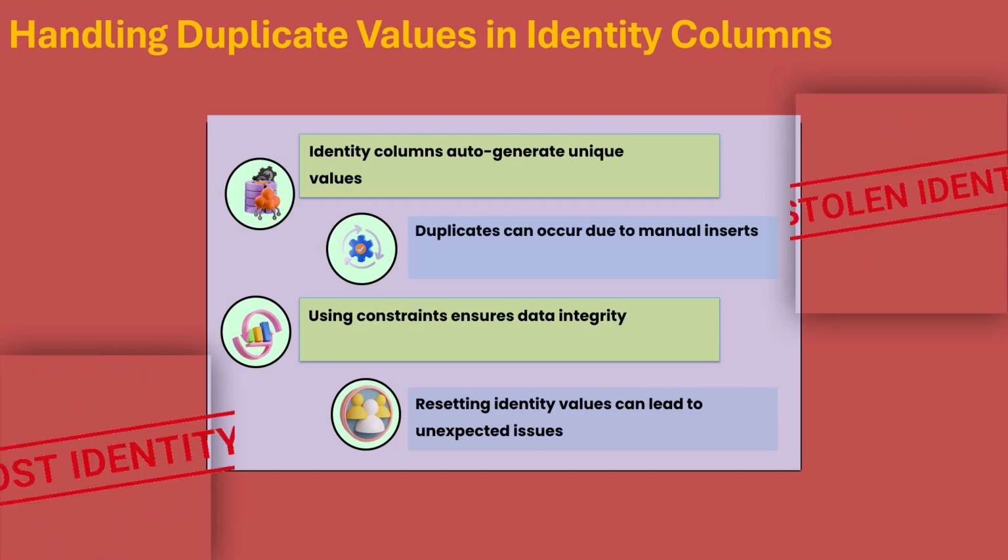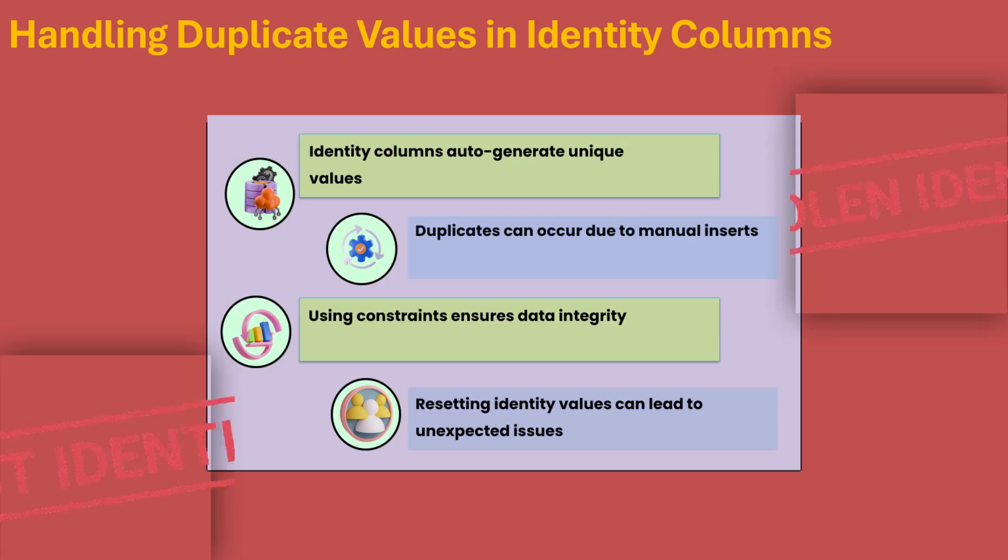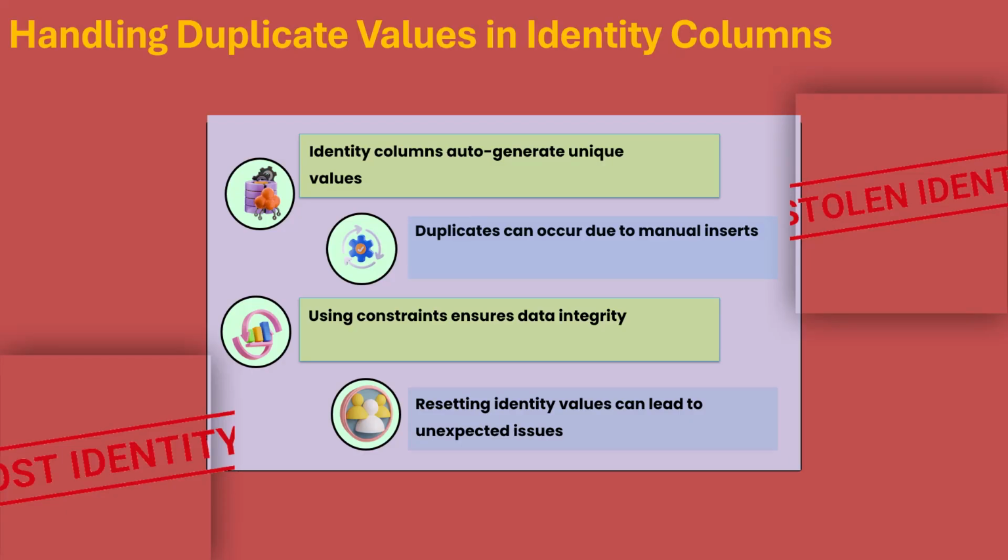Identity columns should be unique, right? But surprises happen. Sometimes manual inserts cause duplicates, which can mess up the database. Adding constraints helps maintain integrity and avoid unwanted hiccups. And be cautious when resetting identity values. It might seem like a quick fix, but it could lead to unintended consequences. Think of it like rewinding a movie. Some scenes just don't play out the same way.